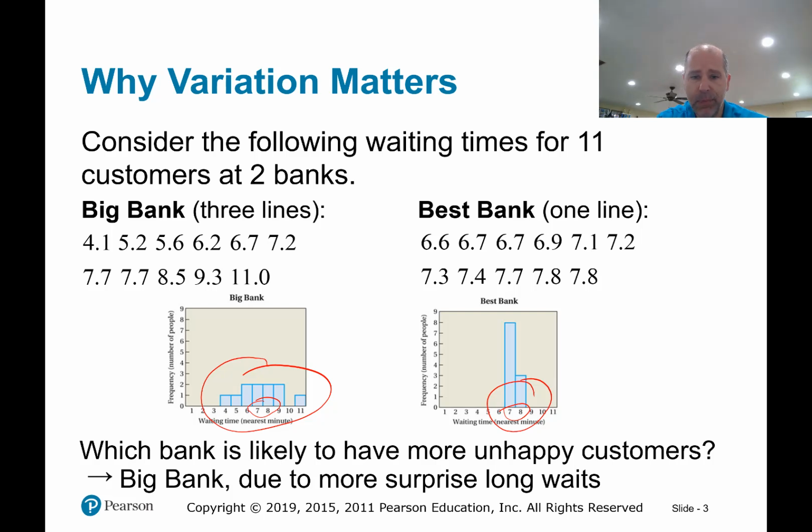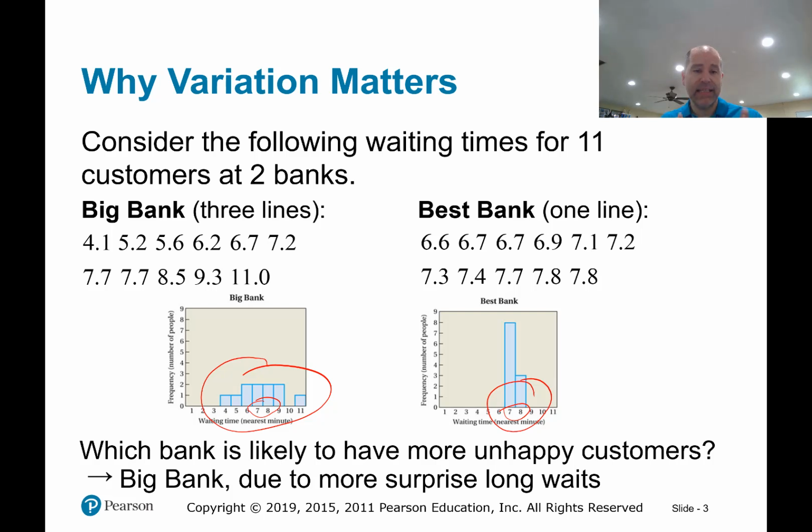So if I go to Best Bank and they're more consistent, I know, hey, when I go in there, I'm going to be in there 7 to 8 minutes, then I know what to expect. But if I go in there and I'm told, hey, the average waiting time is 7.5 minutes, right? And I end up being there for 11 minutes, am I going to be happy? No, probably not, okay? Especially if I'm in a hurry.